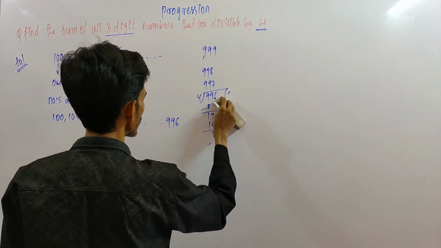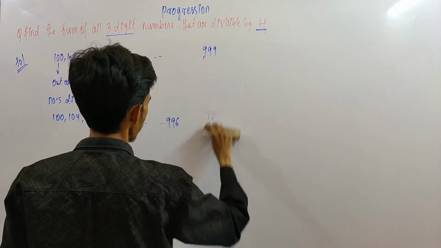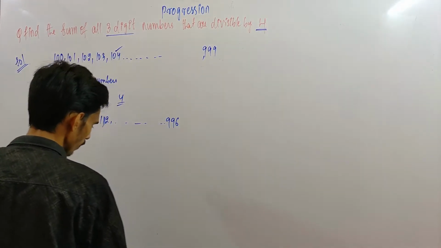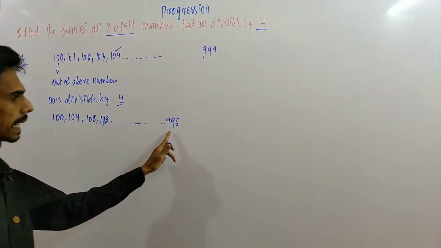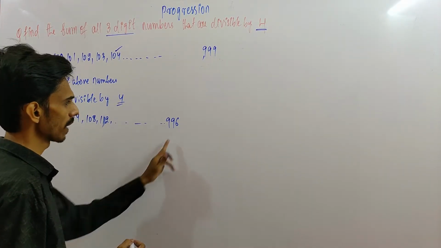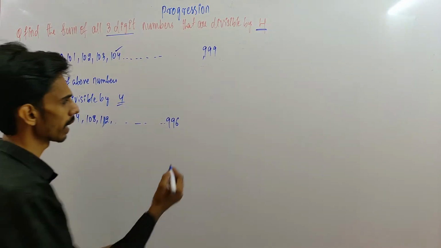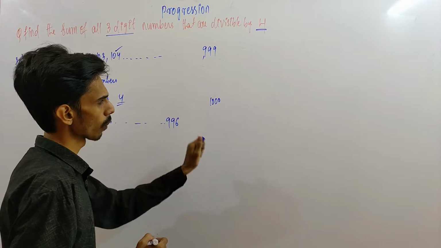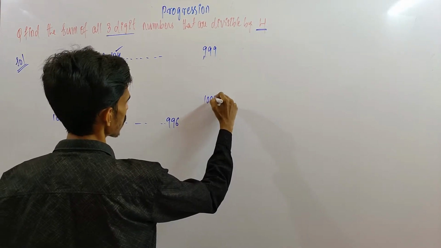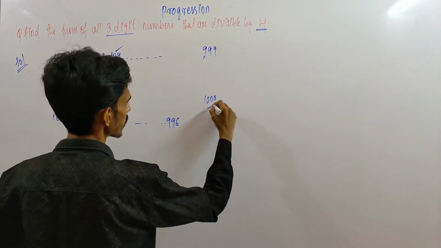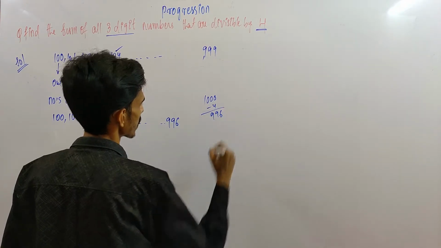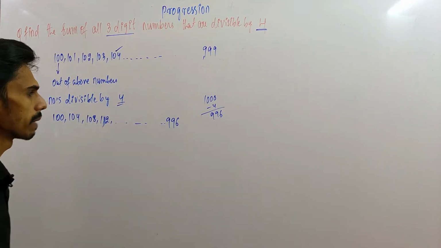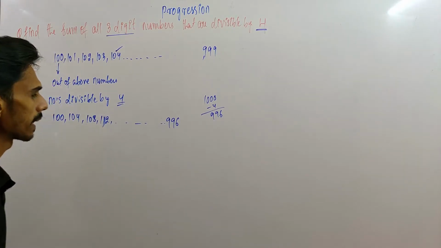We do not require this division, or getting the last number is very difficult for us. Even you can think like this: 1000 is divisible by 4. So we have the 4-digit number 1000. If we subtract 4 from this, we will get 996. So this is also a method of getting the last number 996.